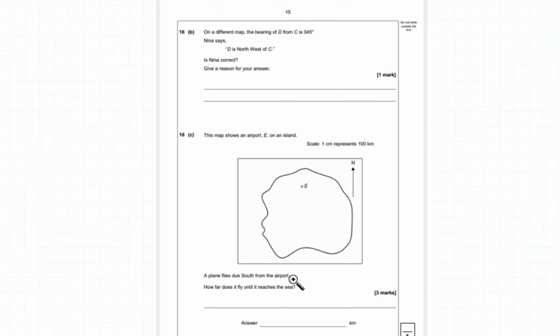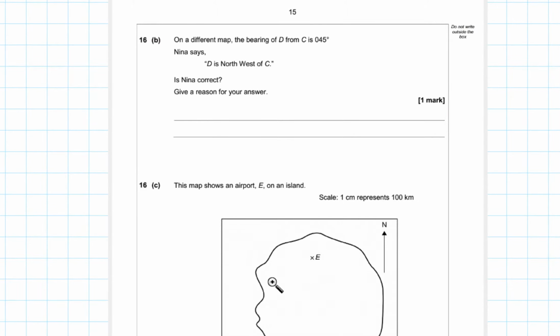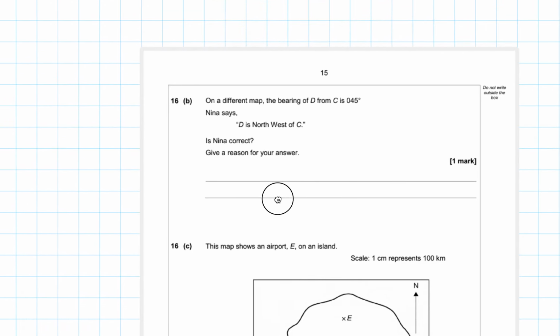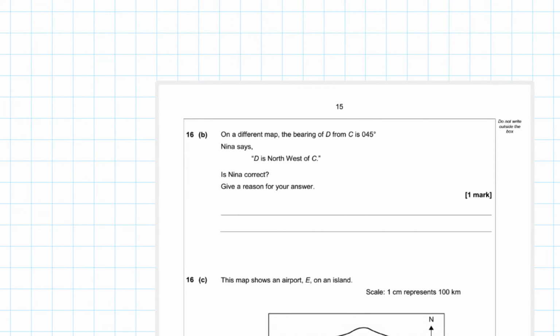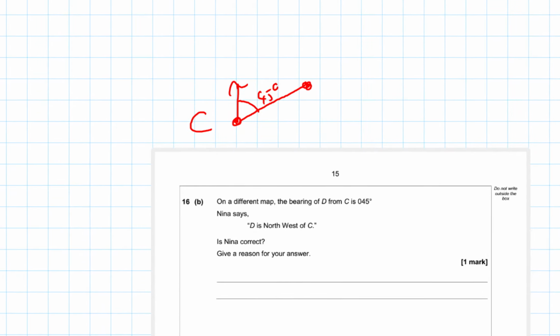Okay, so the next one, on a different map, the bearing of D from C is 45 degrees. So therefore, Nina says that D is northwest of C. Again, we want to draw this to make it clear, because bearings are quite difficult. So we're saying that the bearing of D from C, so we're starting from C, and we're going to D. So this is a 45 degree angle, and it goes off like that, and then D is here.